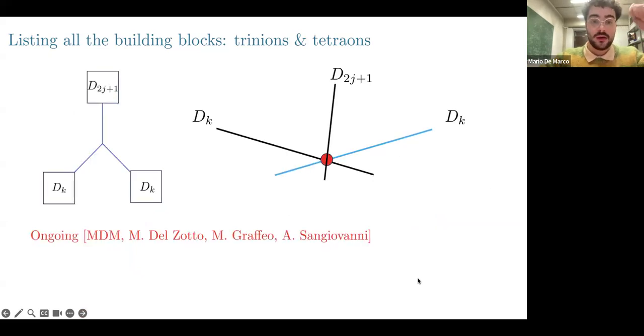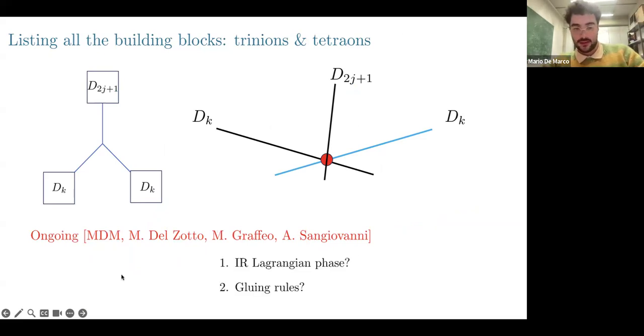Actually, we can even do more, because we can also find collision of 4 lines of type D with particular fine tuning. And so an ongoing work with Del Zotto, Graffeo, and San Giovanni is to see whether these theories also admit an infrared Lagrangian phase at weak coupling, can be deformed to a weakly coupled Lagrangian, and also what are the gluing rules among these trinions and tetrons, or among one of such trinions or tetrons and an atom, for example, those that I showed in the previous slides.